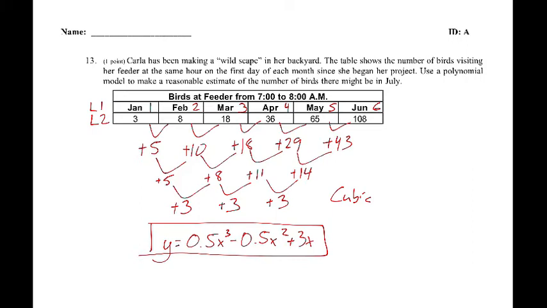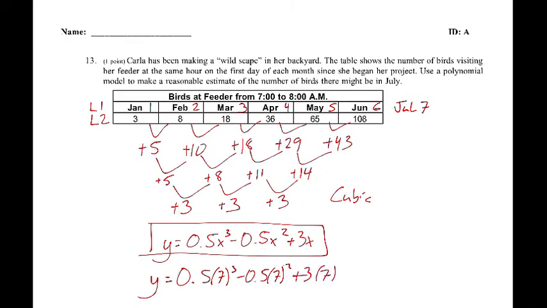Now it asks us to make a prediction as well. So it says make an estimate for how many are going to be in July. So July, that would be month 7. So if June is month 6, July is month 7. So in order to do that, our months are our x values. So we do 0.5 times 7 to the third minus 0.5 times 7 squared plus 3 times 7.